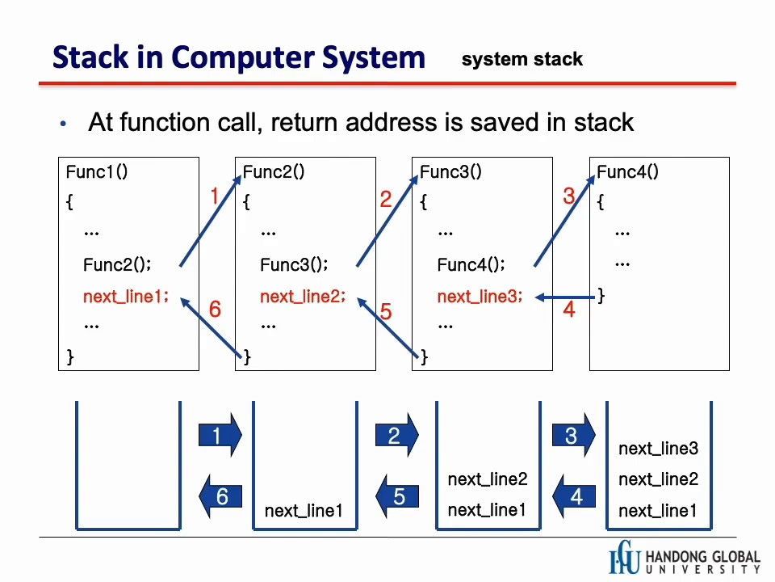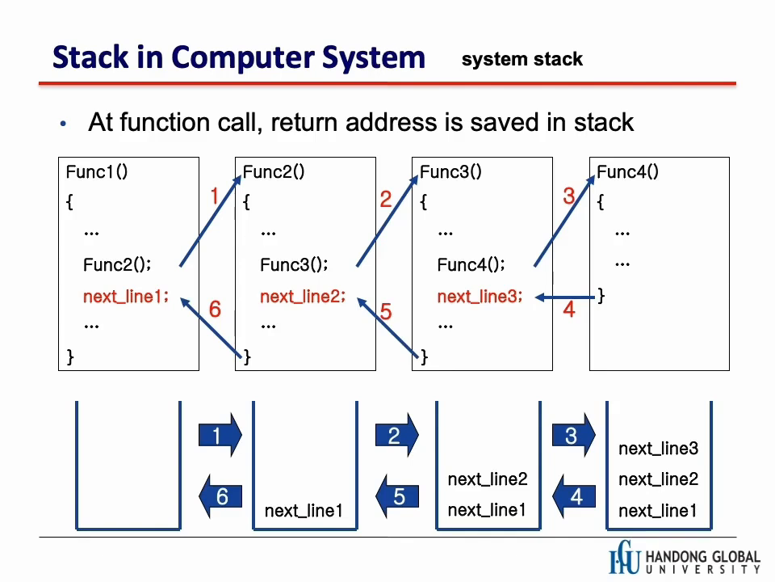So the next line 1 is the first input. When we call function 2, we push the address of next line 1. Don't get me wrong with these figures. In this stack we show next line 1, next line 2 and 3, but actually the address of next line 1 will go into this stack. So when we call function 2, we push the address of next line 1 into our stack. Now we have next line 1 at the top of this stack.